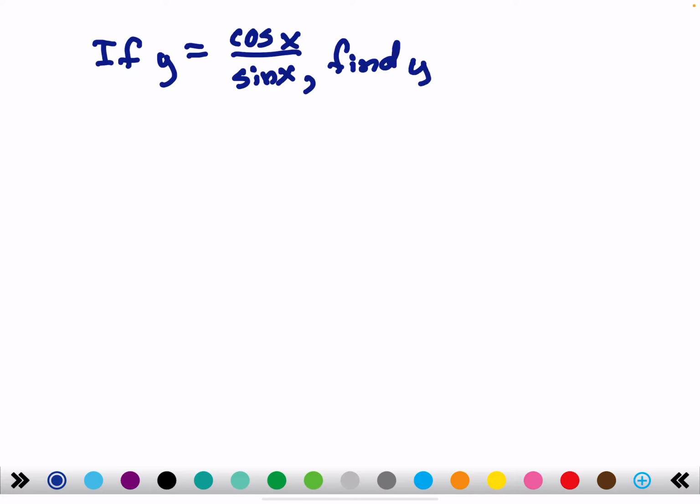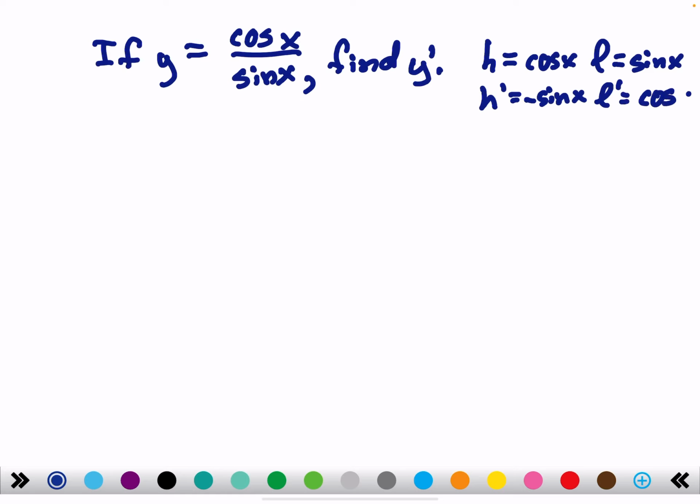Please try this problem. If y equals cosine x over sine x, find y prime. Please pause the video and turn the video back on after you have an answer, or if you're unsure about how to proceed. Okay, first, what we have to do is identify the numerator as h, so that's cosine x. The denominator L is sine x. Now find the derivatives. H prime, derivative of cosine is negative sine x. The derivative of sine x is cosine x.